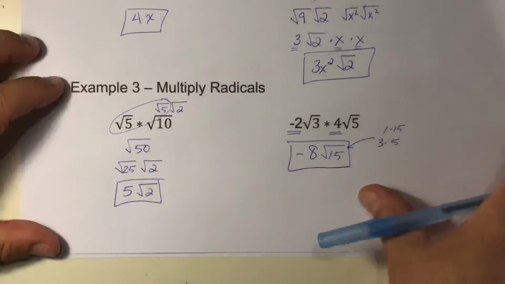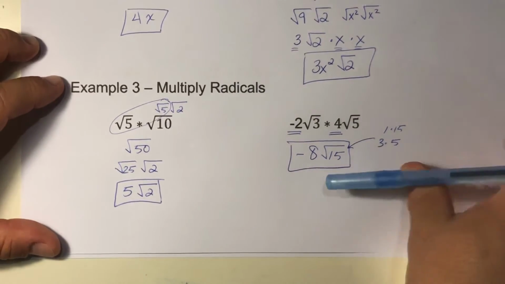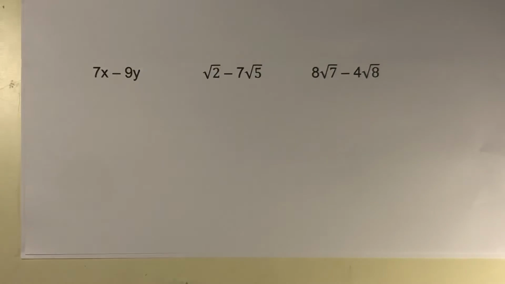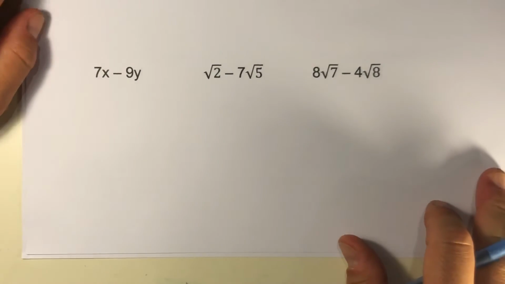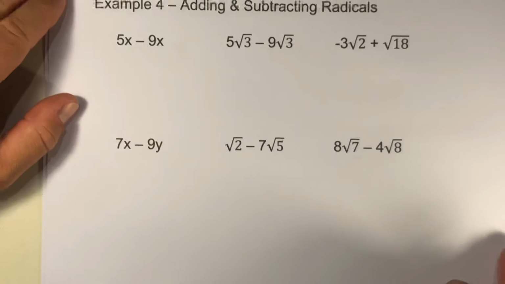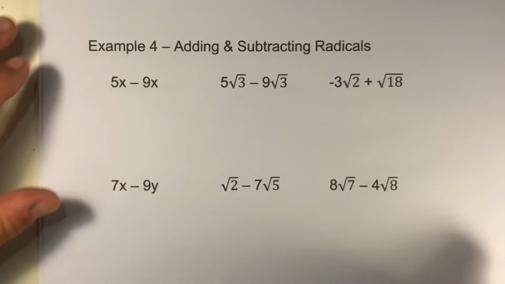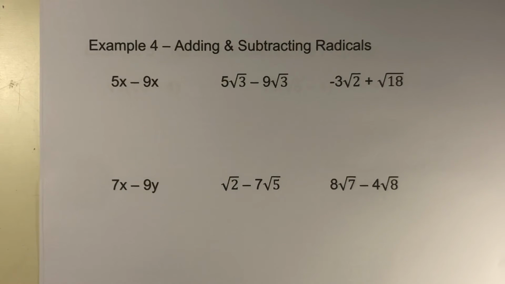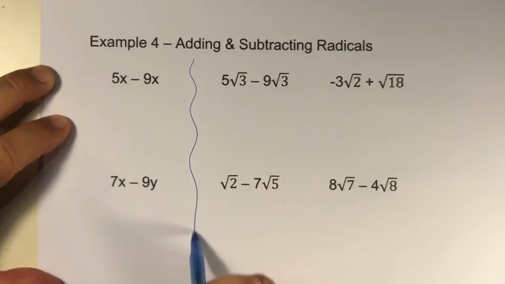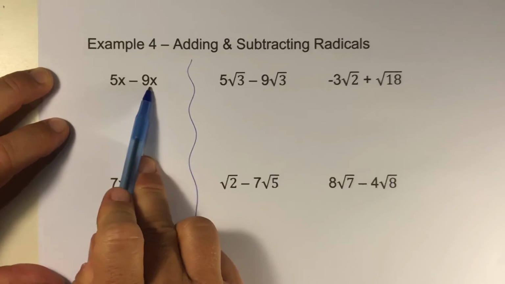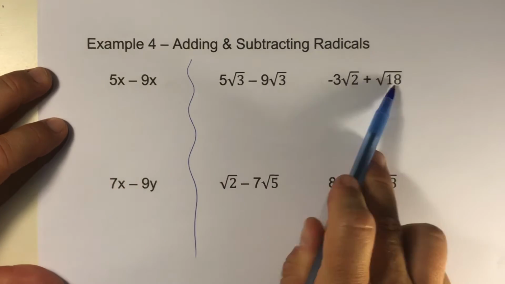Alrighty, so that's going to bring us to our last example. So now, the one thing I wanted to talk about is adding and subtracting radicals. As you can see here, I'm using 5x minus 9x here as a guide. I'll get to that in a second.